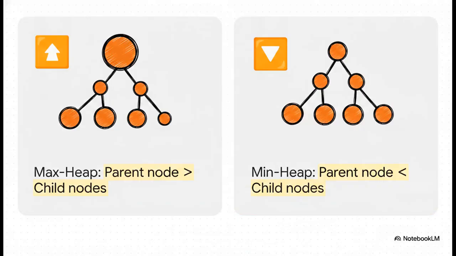Building on that concept, we have heaps. Heaps are these special complete binary trees that are completely obsessed with hierarchy. They constantly maintain either the absolute maximum or the absolute minimum value right at that topmost root. So in a max heap, the root node key must always be the greatest among all its children, and that property recursively holds true all the way down the entire tree. A min heap, as you probably guess, is the exact opposite. It ensures the absolute minimum value sits right at the top.